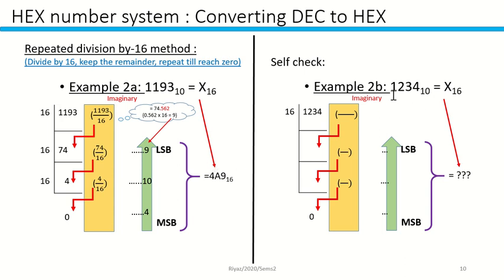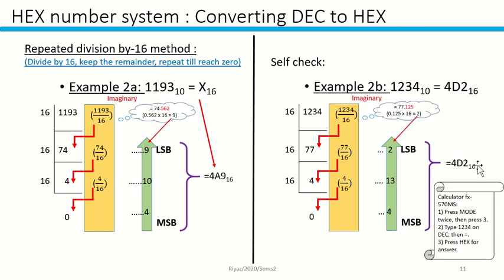So let's say we have 1234, and try to use the same method to solve this problem. So you can have this as your trial version, and this will be the answer. You're going to have 1234 over here, divide by 16, you're going to have 77.125. 77 will be over here, and the remaining 0.125 times 16, you're going to have 2. That's why your remainder is 2 over here.